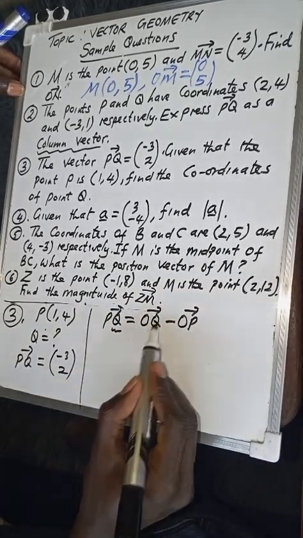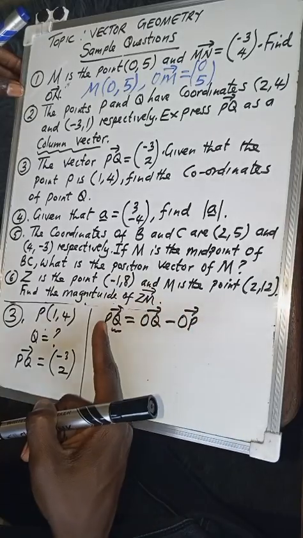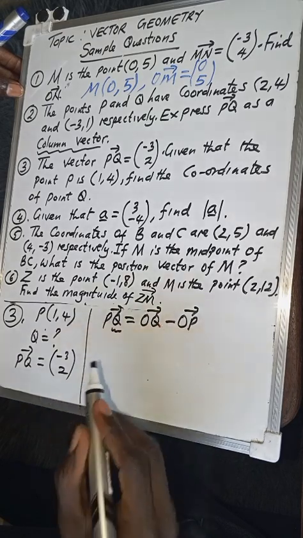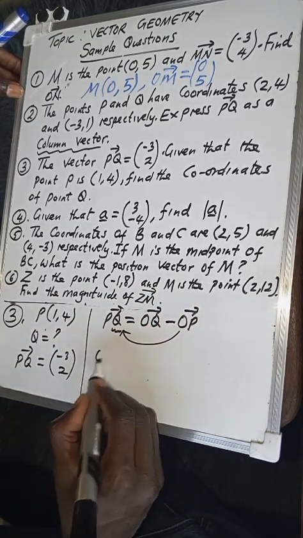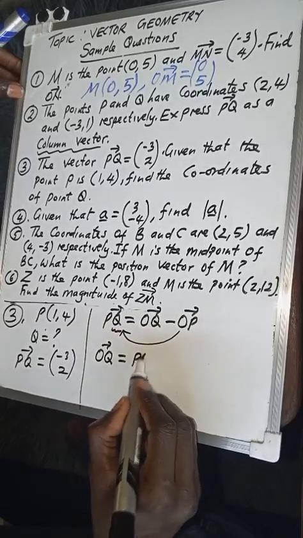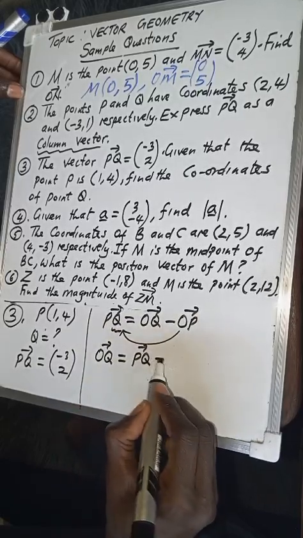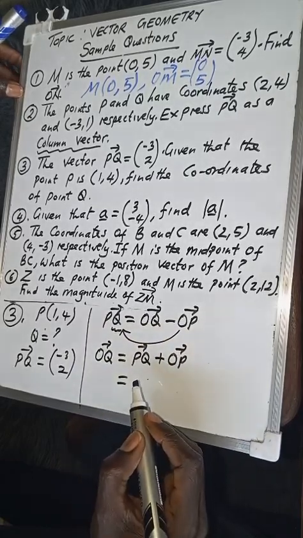So you want to find Q. How do I find Q? This OP can be taken to the other side. The sign here will change to become positive. When this goes to the other side, OQ will be equal to PQ plus OP. So that's the idea.